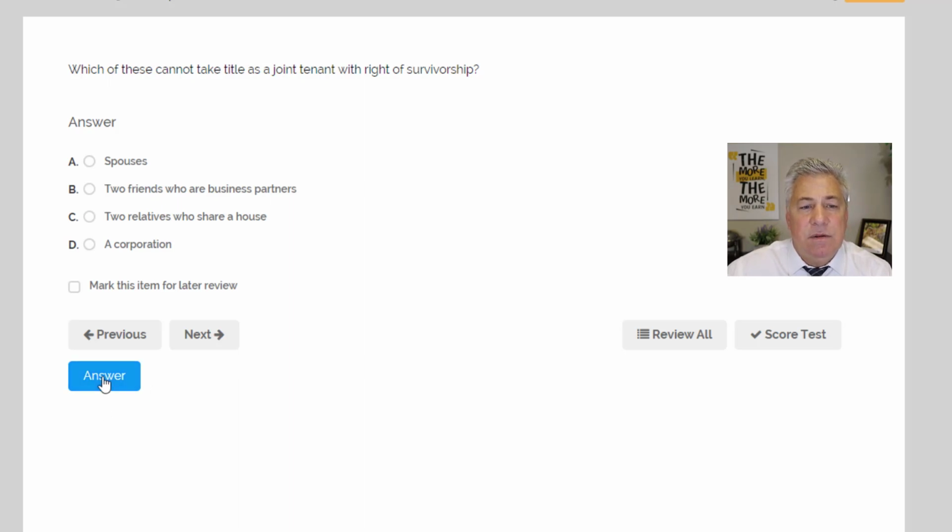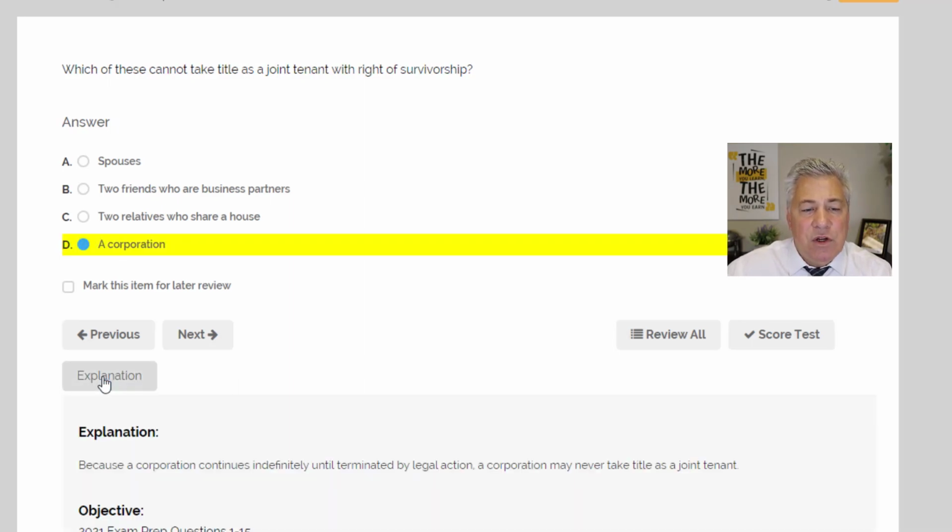And your answer is D, a corporation. Because a corporation continues indefinitely until terminated by legal action, a corporation may never take title as joint tenants. A corporation is a legal entity. In the eyes of the law, a corporation is looked at as an individual person, a single person.